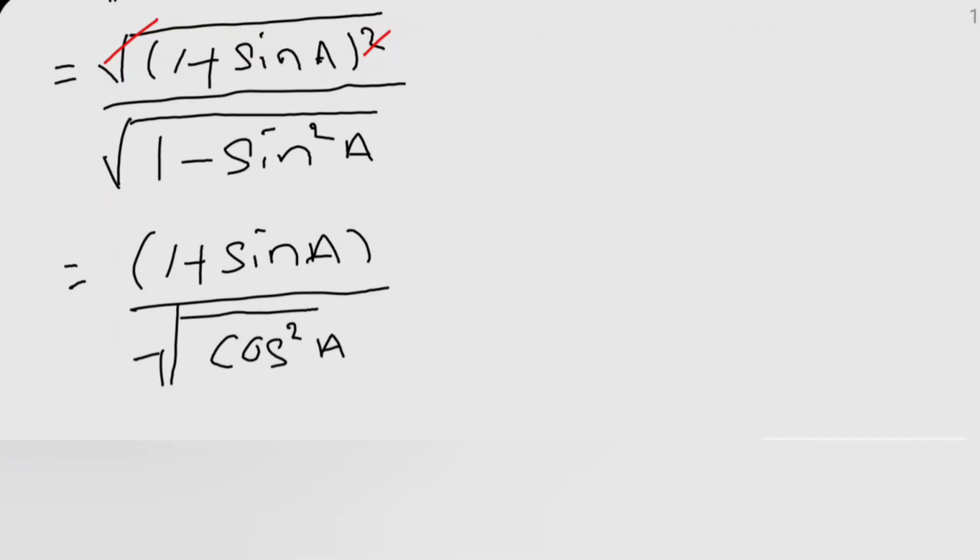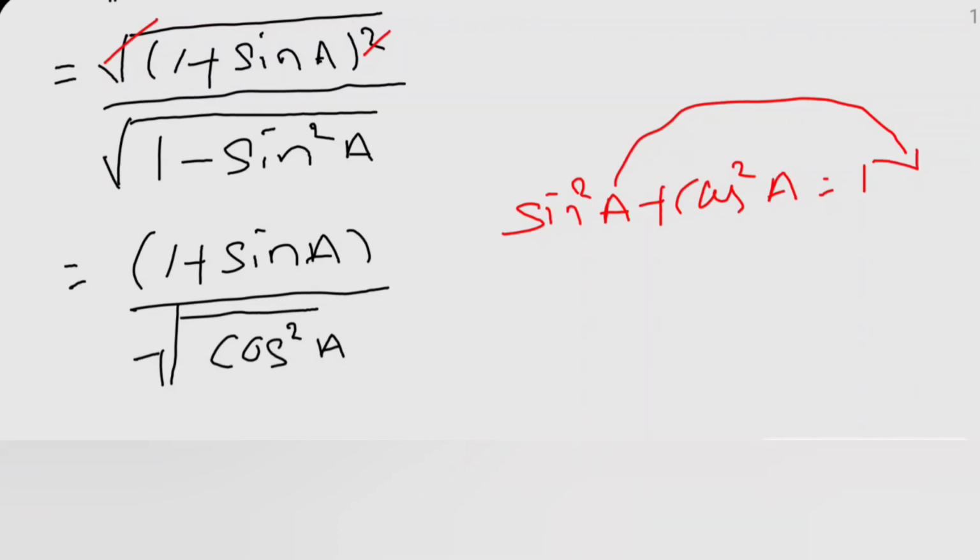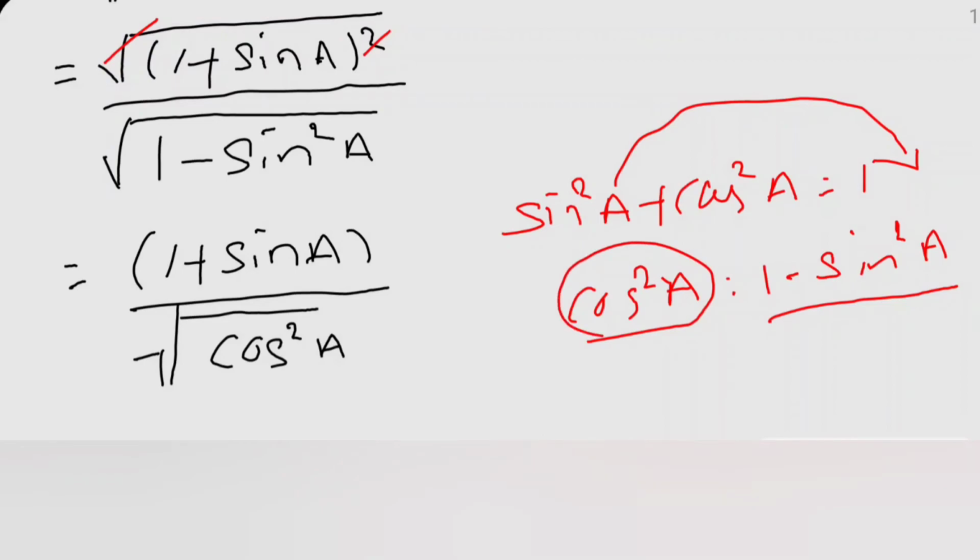1 minus sin square A we can write as cos square A because we have the identity sin square A plus cos square A is equal to 1. So this sin comes to this side, this becomes a minus. So here we got cos square A is equal to 1 minus sin square A. So here 1 minus sin square A is equal to cos square A. So we will use it here. See here is 1 minus sin square A. So instead of 1 minus sin square A we can use cos square A. Is it clear?